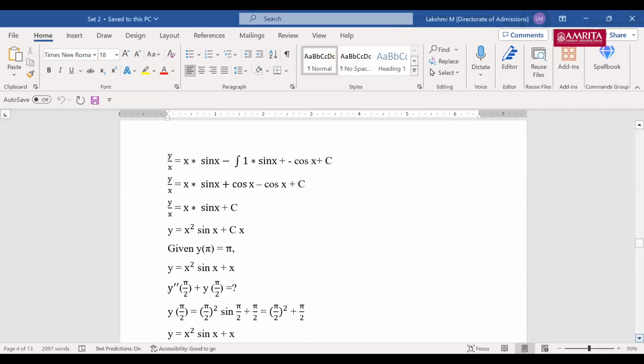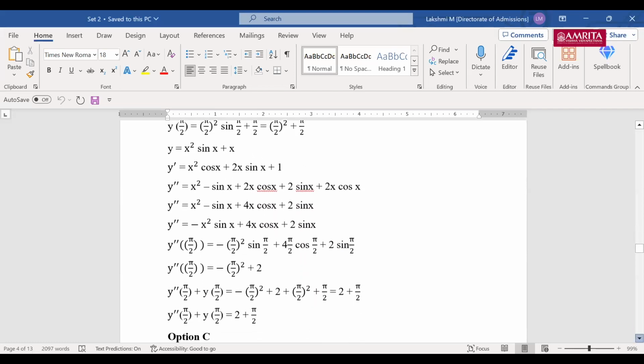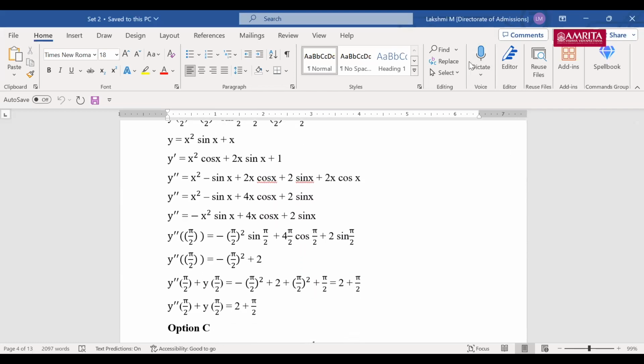So what is actually y dash? Y is equal to x square sin x plus c. So what will be y dash? This will be x square cos x plus 2x into sin x plus 1. So y double dash will be x square minus sin x plus 2x cos x plus 2 sin x plus 2 cos x. 1 will not be there, so it's 0. So you have the value of y double dash.